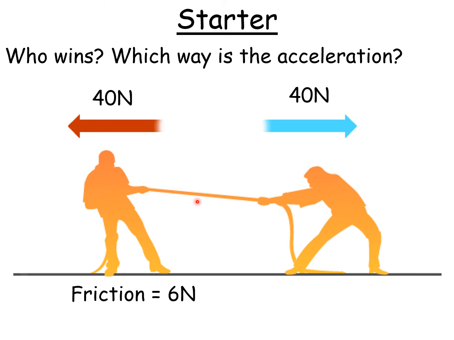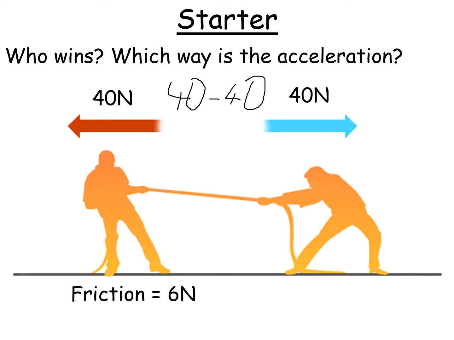Who wins and which way is the acceleration? So have a wee think, pause the video, and see if you can come up with the answer. So hopefully you've tried it, and the answer, if you are observant, you'll notice there are 40 newtons one way, 40 newtons in the opposite way, but there is also a friction of 6 newtons there. So if we do what we've been doing before, remember that forces in the opposite directions, we subtract them. So 40 minus 40 would mean we would have a net of 0 newtons.